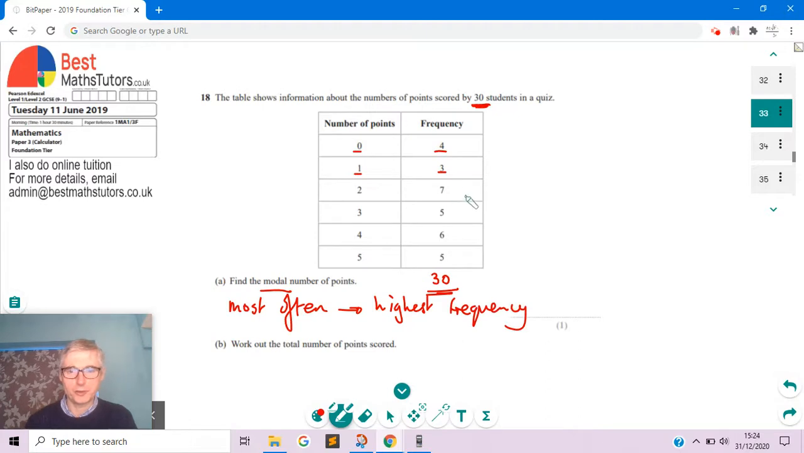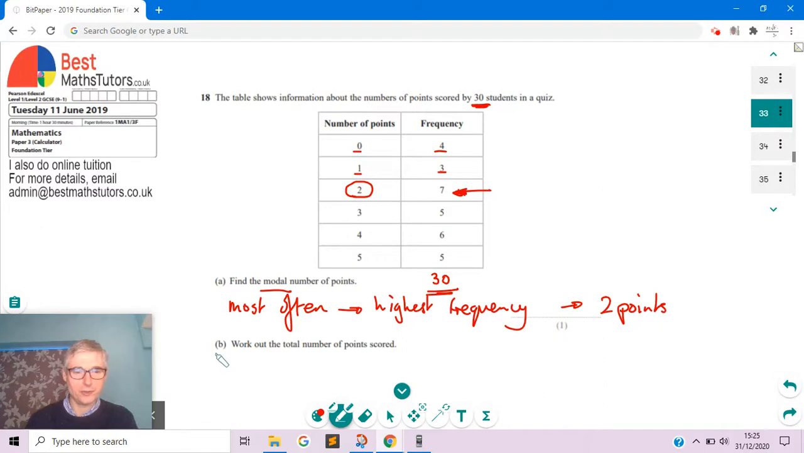And so if we look on here, we can see that the highest frequency was 7. And the mistake that a lot of people make then is writing down 7 as the answer for the modal number of points. But that's just the number of times it occurred. The modal number of points is actually 2. So it's the number of points that had the highest frequency. So the one with the highest frequency then was 2 points.